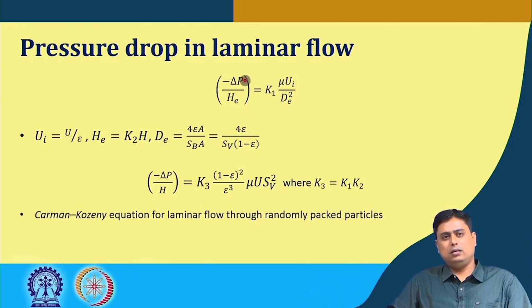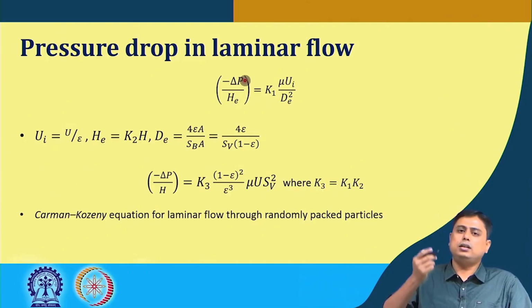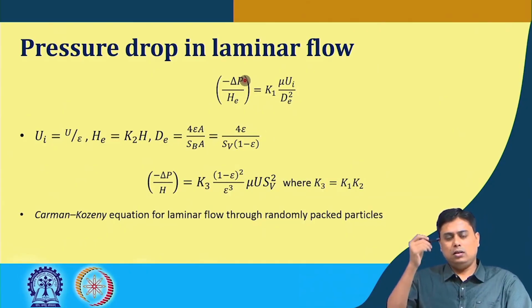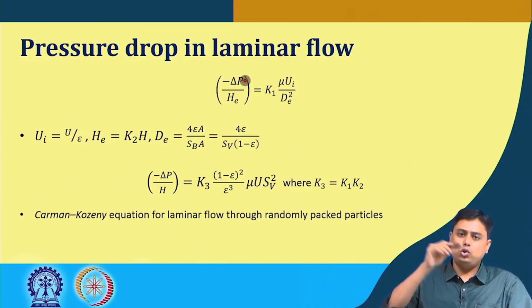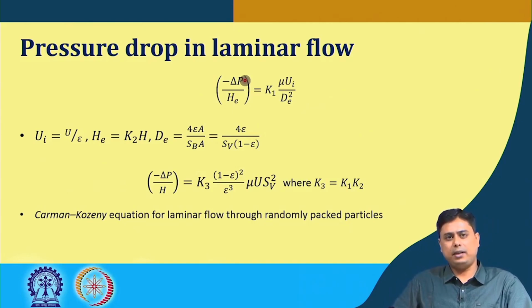Equivalent height is a constant term multiplied by the height of the bed, because again the equivalent height is not the straight height. In case of a tube it is just h, but here it is a tortuous path through which the flow is happening. So equivalent height is a constant, or a factor, multiplied by the height of the bed. dE, the equivalent diameter or the hydraulic diameter, we have just calculated in terms of SV, which is the surface area of the object per unit volume of the object.